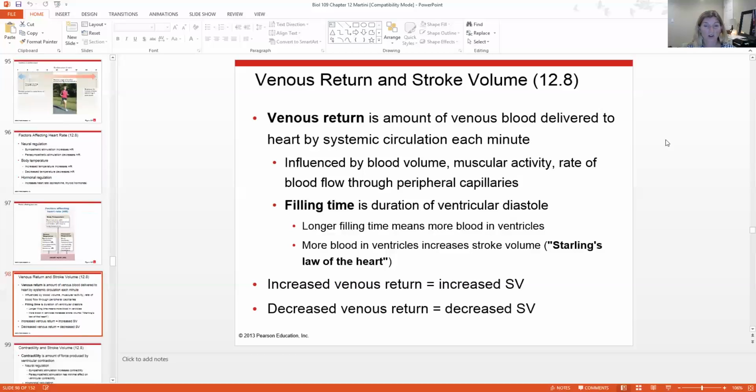This is called Starling's law of the heart. The more time it has to fill, the more it's going to be filled. Just basic logic. So increased venous return equals increased stroke volume. Decreased venous return equals a decreased stroke volume. So again, this is what I said. It's logical, but it's still a lot.